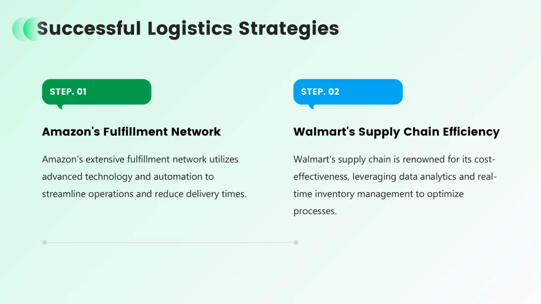Two well-known examples show how scale and technology can deliver efficiency. Amazon's fulfillment network uses advanced automation and tight logistics orchestration to speed deliveries, while Walmart relies on data analytics and real-time inventory control to keep costs low and shelves stocked, demonstrating the power of investment in systems and processes.